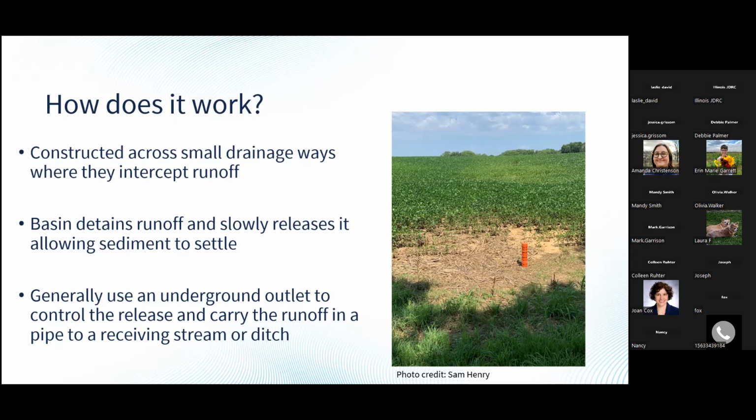receiving stream or ditch. And while terraces are usually really long and follow the slope of the land, WASCOBs tend to be more short, and they're placed in those drainage ways. So WASCOBs typically work better than terraces for land that's more irregular and has those inconsistent slopes.